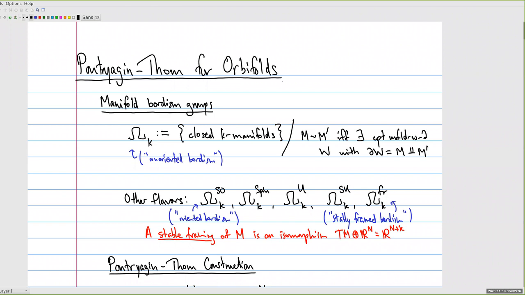Thank you very much for the invitation to give this talk. The Pontryagin Thom construction is a very classical construction in algebraic topology. What it does is allow one to understand bordism groups of manifolds, which come in many different flavors, in terms of stable homotopy theory. This correspondence, this isomorphism, is useful in both directions. So what I'd like to explain today is how to make this work for orbifolds.